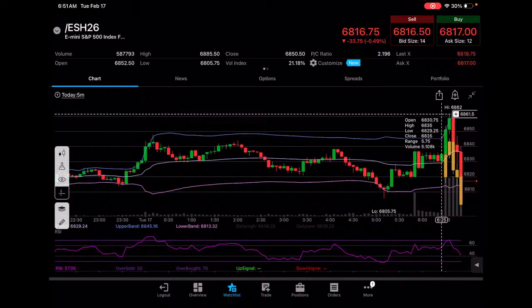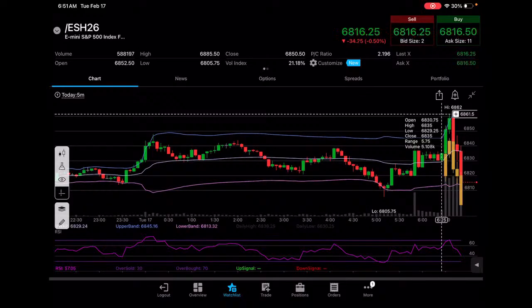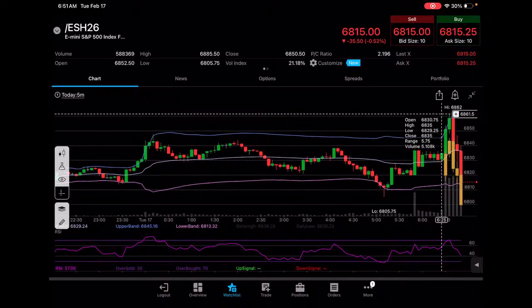Next, we're going to look at the primary support levels. Wow, look at what has happened. It looks like the VWAP line is possibly going to be rejected.